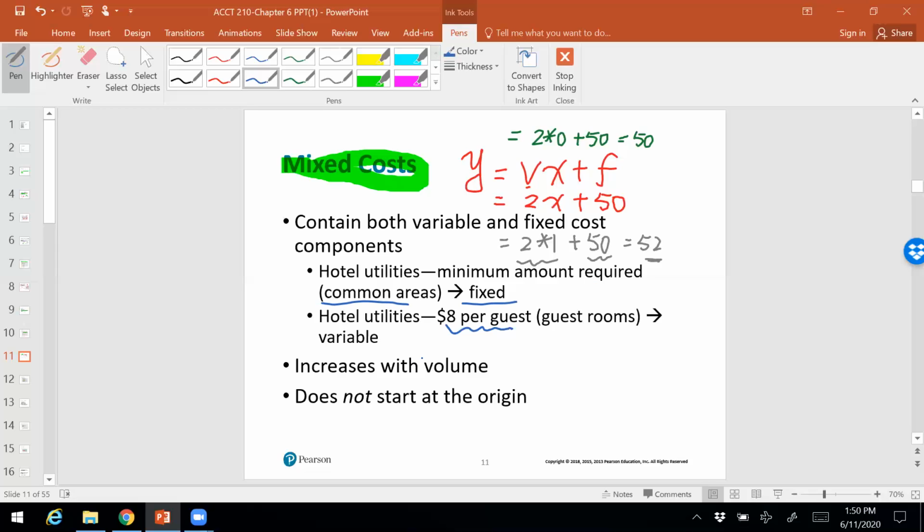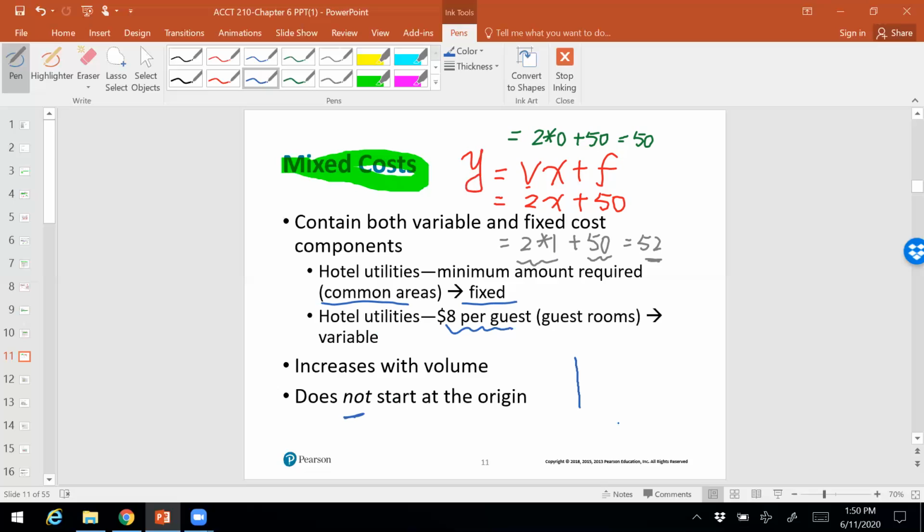Okay. So when we do mixed cost, it increases with volume, as I said. If you have more miles, your total mixed cost will still go up, but it doesn't start at the origin.